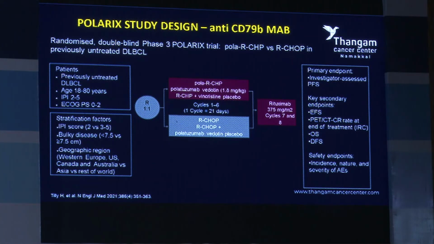And the POLARIX study design: it was a randomized, double-blind phase 3 trial, which used polatuzumab, which is an anti-CD79B monoclonal antibody, instead of vincristine. Previously untreated DLBCL patients with a high IPI were taken, and the arm which did not receive vincristine received a polatuzumab placebo, and the arm which received polatuzumab received a vincristine placebo. They received 6 cycles of the same, followed by 2 doses of single-agent rituximab.